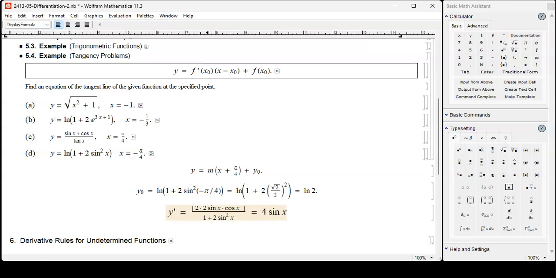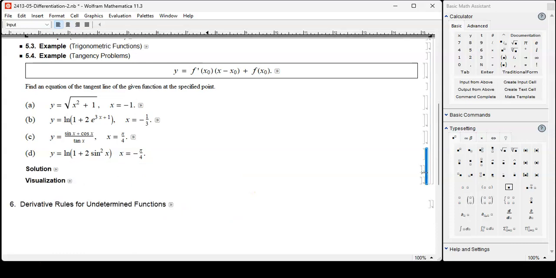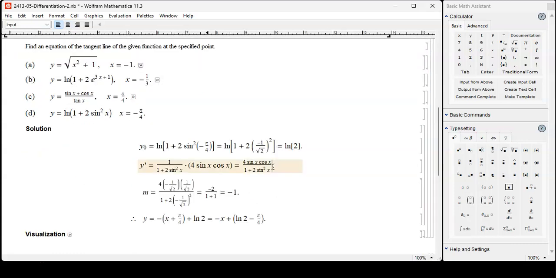So 4 sine of x cosine of x over 1 plus sine squared of x, and then plug in negative pi over 4 and do your computation. Will that give me your m value? You're supposed to get -1 if you do it right. And then you end up with this equation, -1 and then like that in slope point equation. I guess that's it.